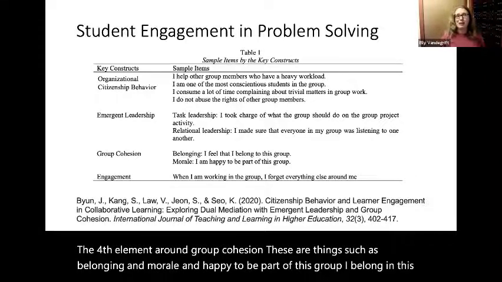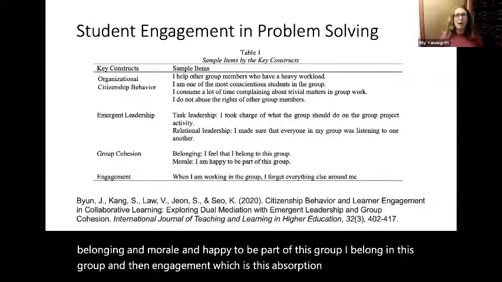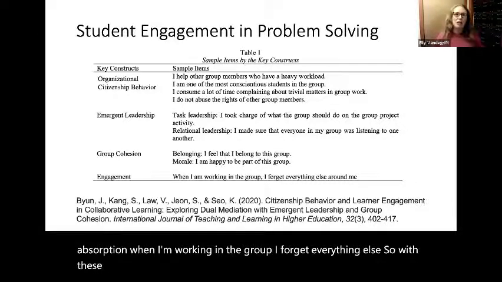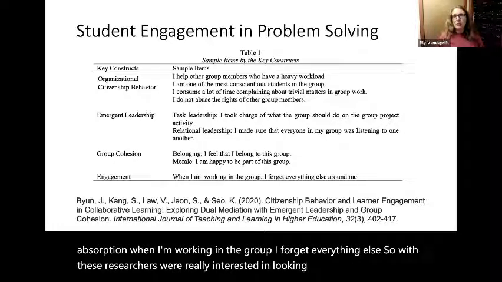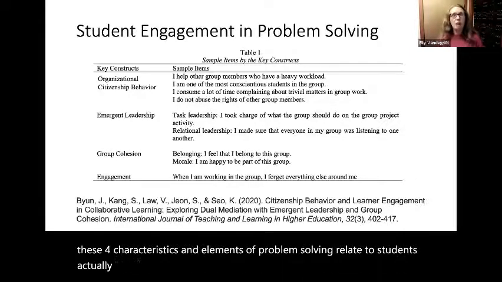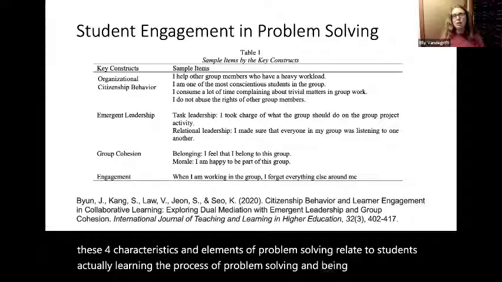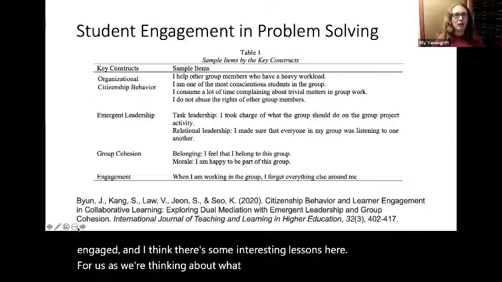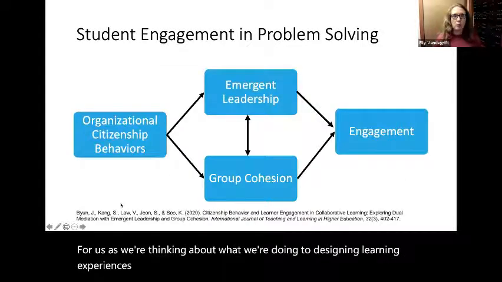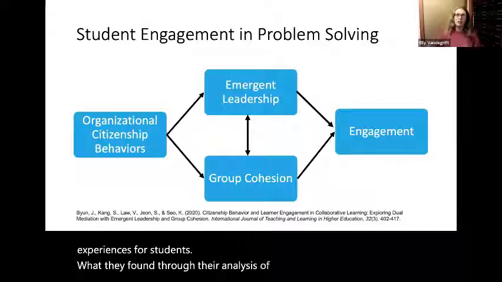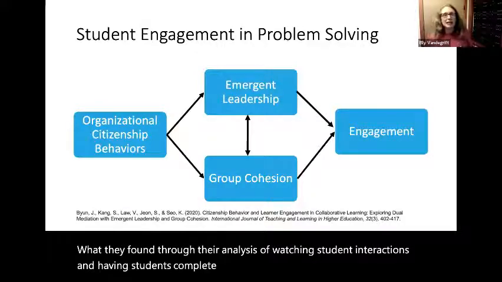And then engagement, which they call absorption. When I'm working in the group, I forget everything else. So what these researchers were really interested in was how each of these four characteristics and elements of problem solving relate to students actually learning the process of problem solving and being engaged. And I think there are some interesting lessons here for us as we're thinking about designing learning experiences for students.